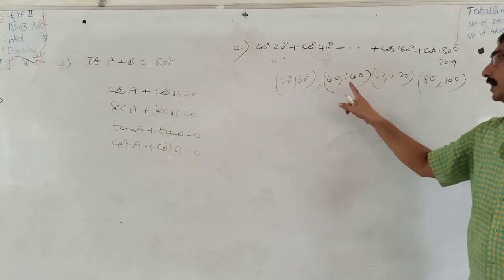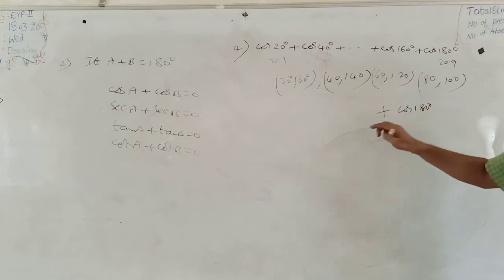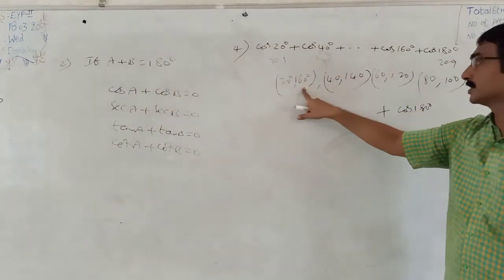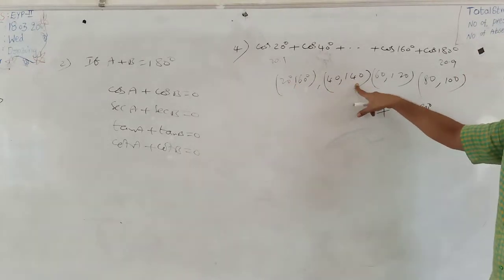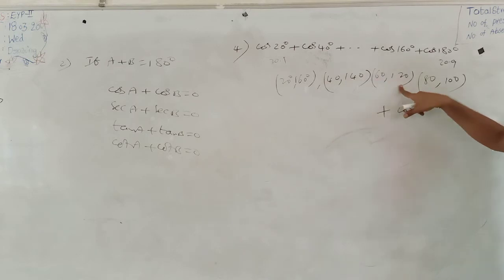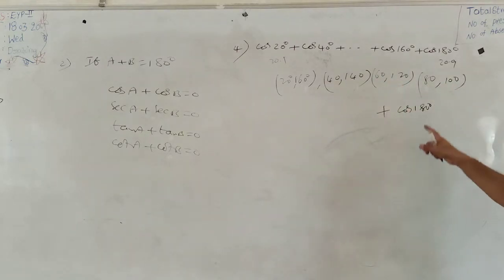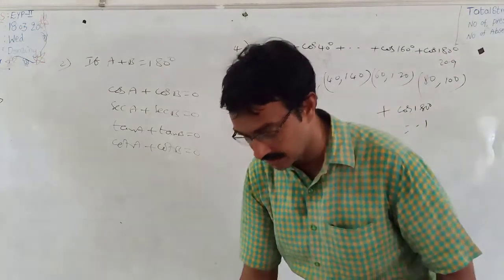Of them, 8 terms are completed. The last one is cos 180 degrees. So if the sum of two angles is 180, then cos a plus cos b is 0. So cos 20 plus cos 160 is 0, cos 40 plus cos 140 is 0, cos 60 plus cos 120 is 0, cos 80 plus cos 100 is 0. The last term, cos 180 degrees, has value minus 1. So the final answer is minus 1.